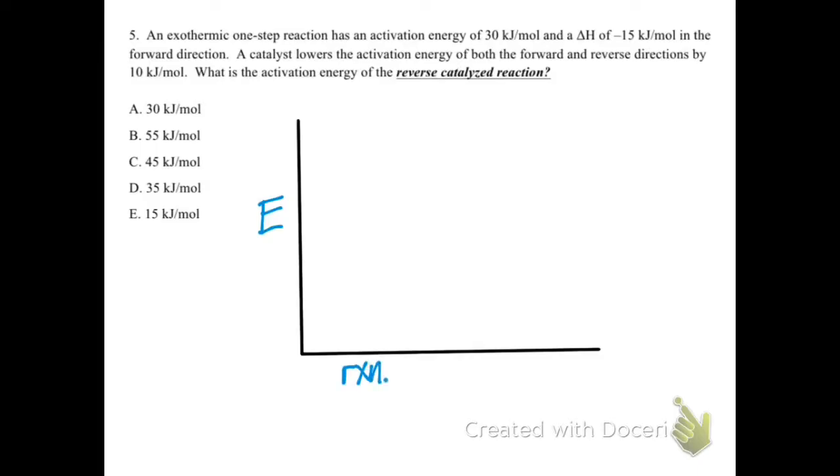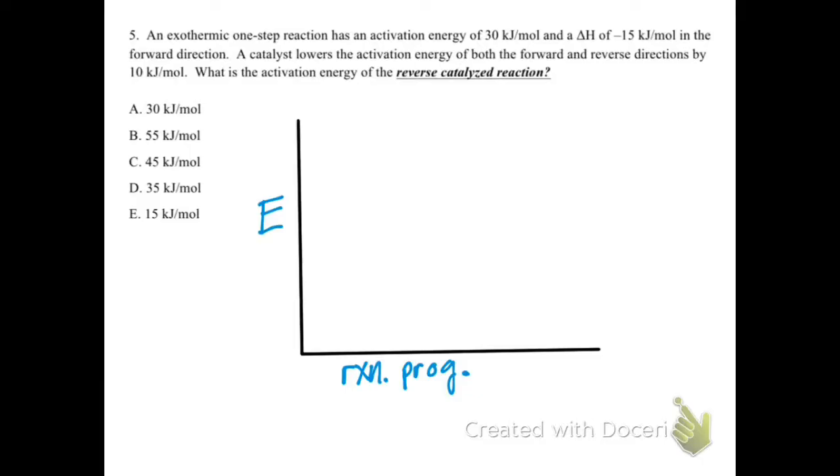So this question asks us to consider a forward reaction and a reverse reaction, an elementary step, one-step reaction. So drawing a diagram is really, really helpful for understanding a problem like this. So I'm going to make a little reaction progress diagram where we have energy plotted on the y-axis, and reaction progress on the x-axis. And now first let's draw out the uncatalyzed reaction.